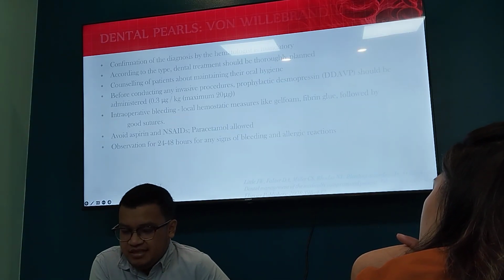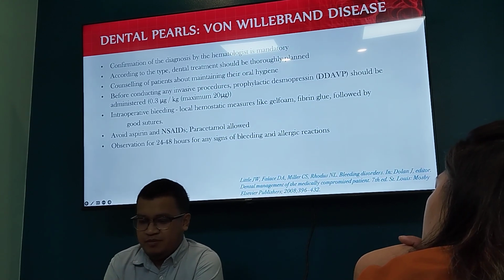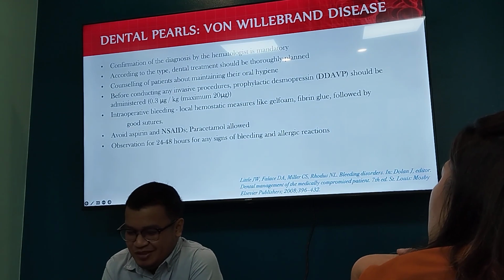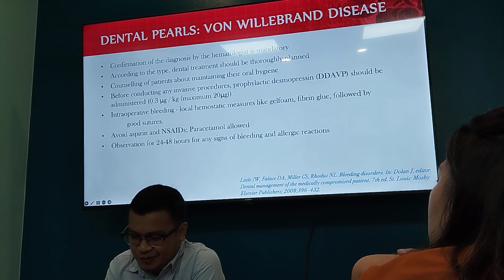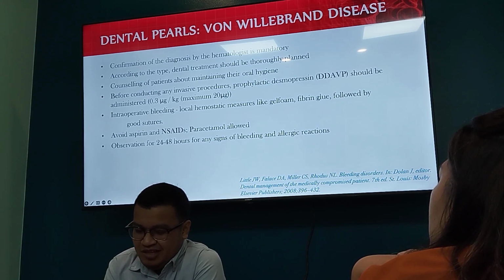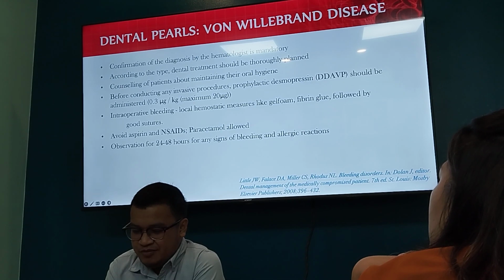So, before initiating dental treatment, the diagnosis of von Willebrand disease needs to be confirmed by the hematologist. According to the type of disease, dental treatment should be planned for these patients. Patients ought to be counseled about maintaining their oral hygiene practices. Before conducting any invasive procedures, desmopressin or DDAVP should be administered for prophylactic purpose for this patient.